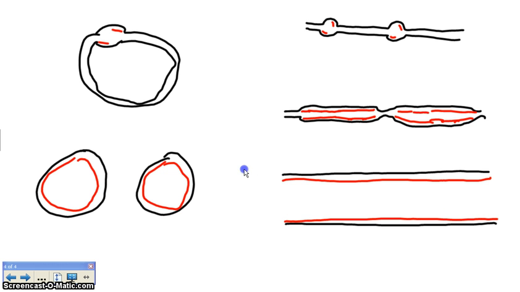Alright, so that's in-depth DNA replication. Our next topic is going to be how we take the information contained in DNA and turn that into proteins. How we take that information and use that information to build proteins.